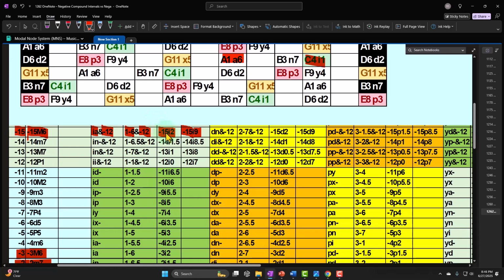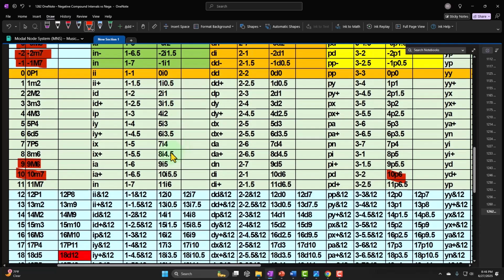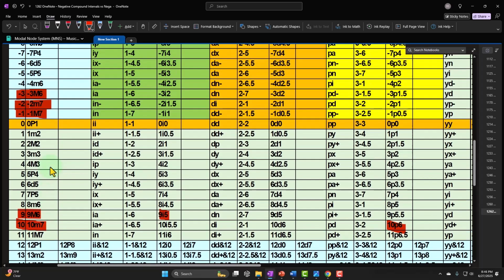Hold on, that's not right, is it? 7 minus 2 is 5. 5, that makes sense. All right, so that would be a 9 note away from the Ionian node major 6, which would be major 5th modal half step, which would be a major 6th scale degree, would be the idea.